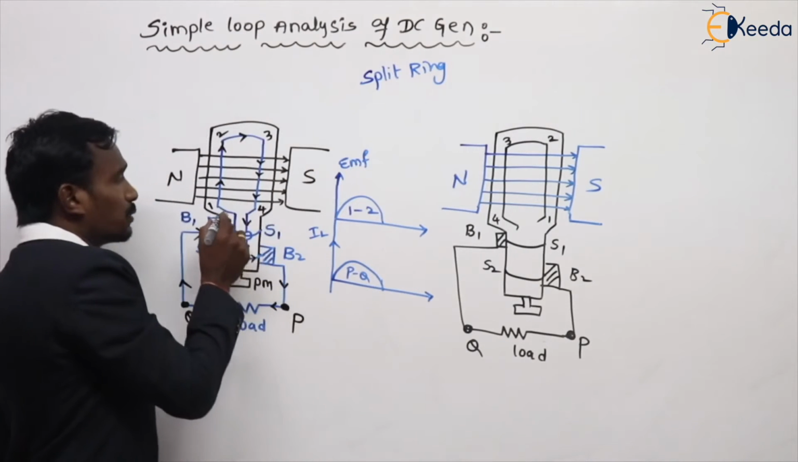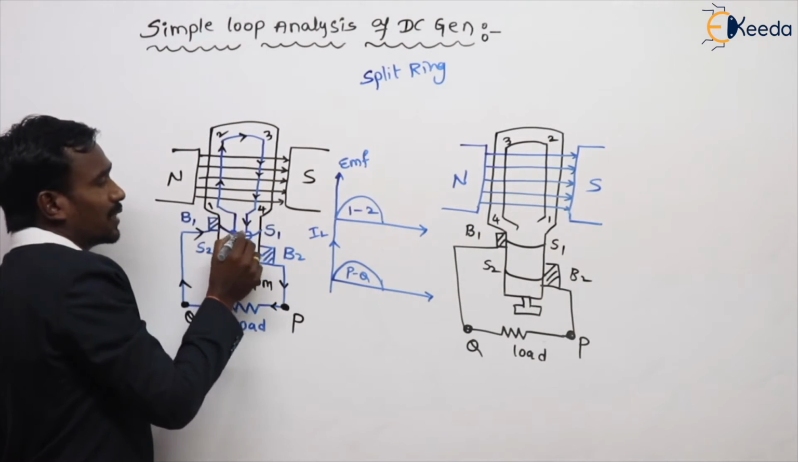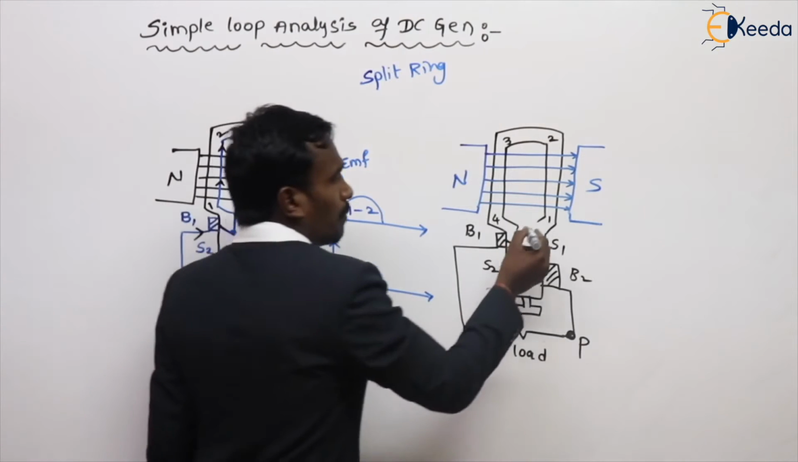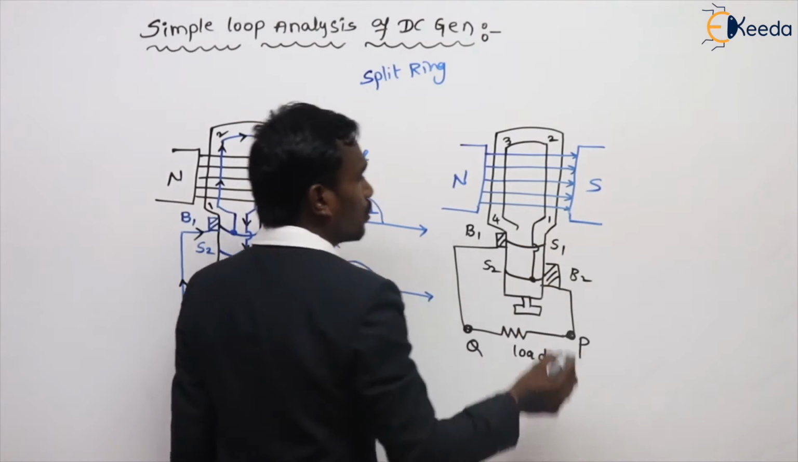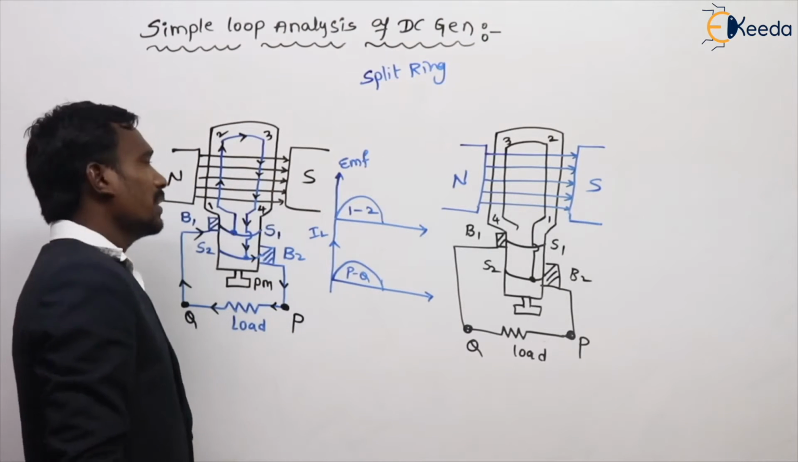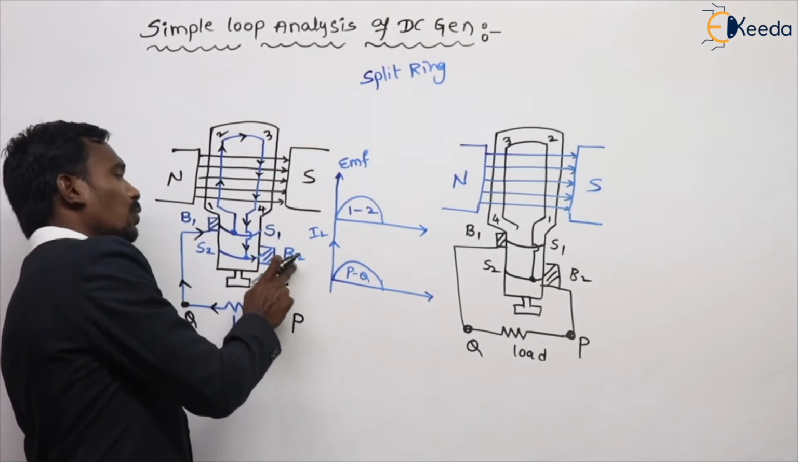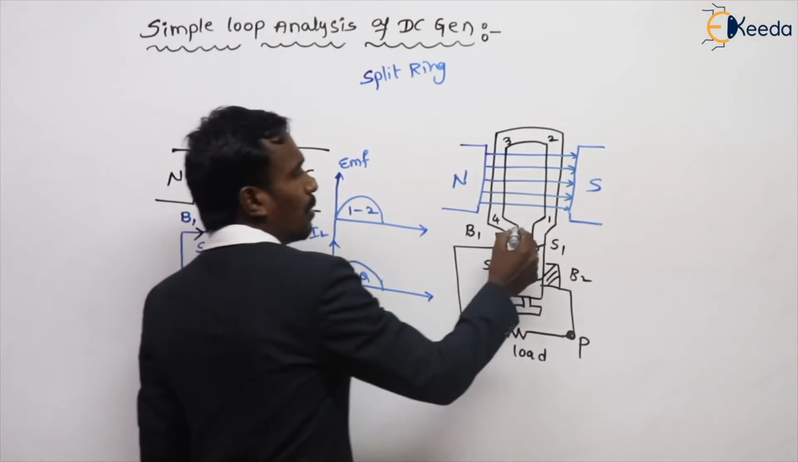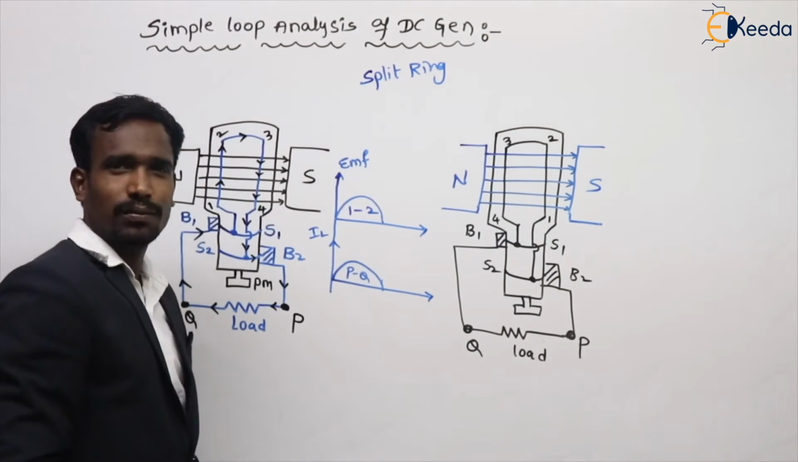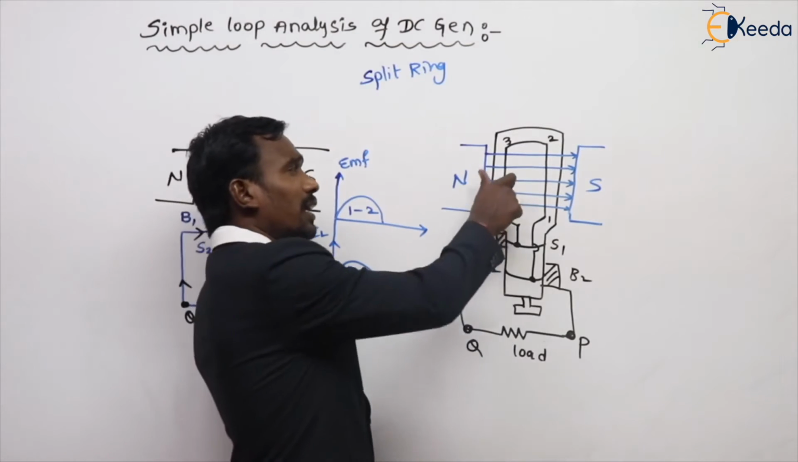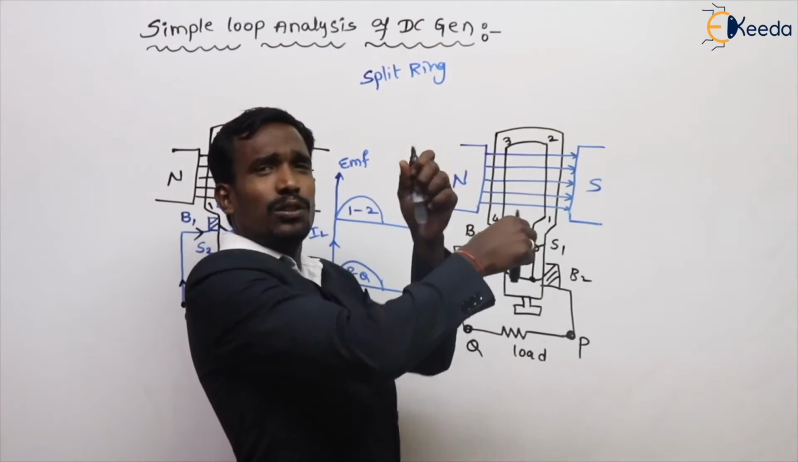Actually, here the first conductor is connected to slip ring 1, brush 1. But here the first conductor is connected to split ring 2 and brush 2. Here the second conductor is connected to split ring 2, brush 2. But here this conductor is connected to split ring 1 and brush 1. Now let's check it. Here again it is rotating like this only.